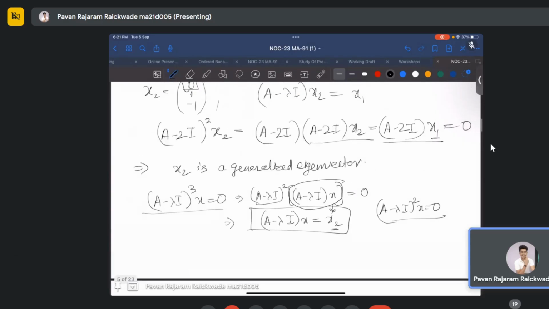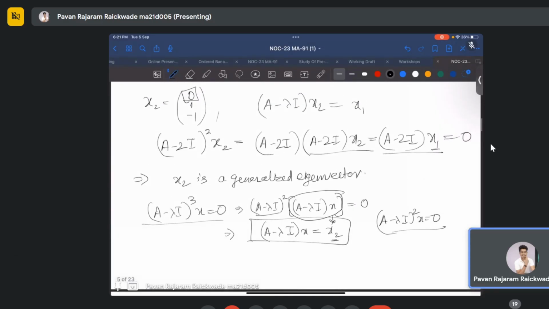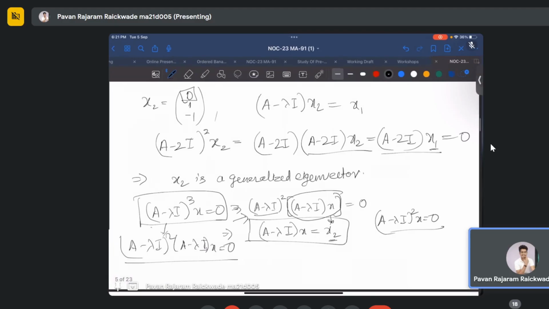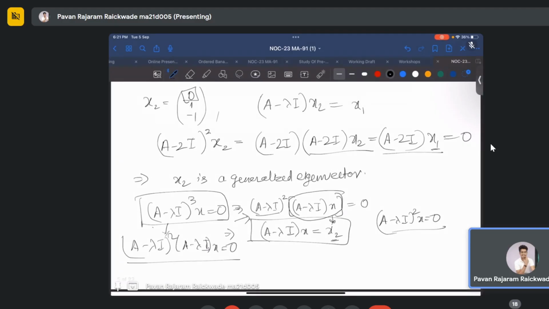Okay, I'll repeat again the procedure that I am doing. I want to solve (A minus lambda I) cubed x equals 0. That is equivalent to solving: I pull this squared outside and then this one bracket inside. Right? I wrote it here. That means if I call this (A minus lambda I) x as y, then this equation is just (A minus lambda I) squared y equals 0. Right? But we have just solved this equation.